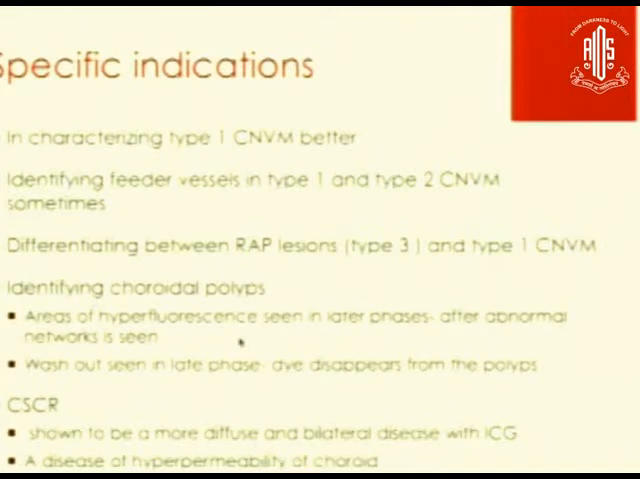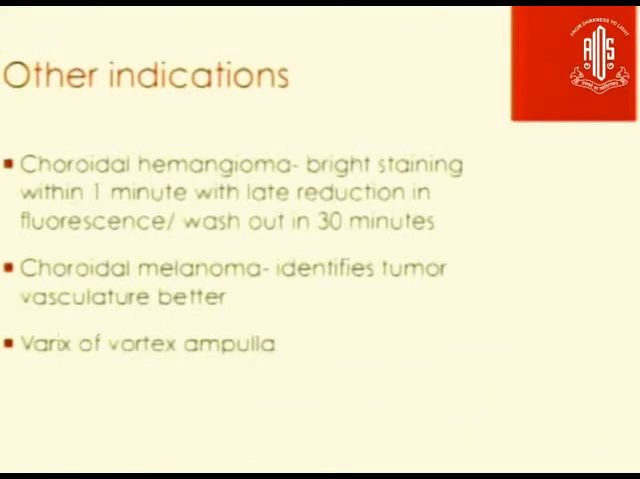You can identify choroidal polyps in a patient with age-related macular degeneration with massive hemorrhages. And it tells you that central serous chorioretinopathy is not restricted to a small point of leak, but it's a more diffuse disorder than what is obvious. There are other indications such as choroidal hemangioma, where you see the hemangioma lesion almost instantaneously after you inject the dye. Within 1 minute, bright staining occurs in choroidal hemangioma with a late washout effect. The washout effect is because the dye doesn't go out of the blood vessels and gets washed out. In choroidal melanoma, you can identify tumor vasculature, but you don't really use it for that purpose.